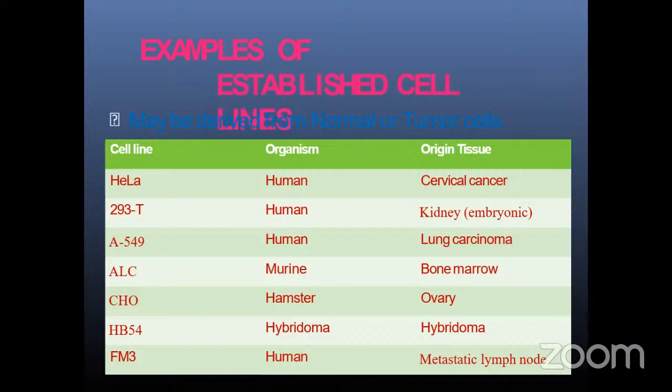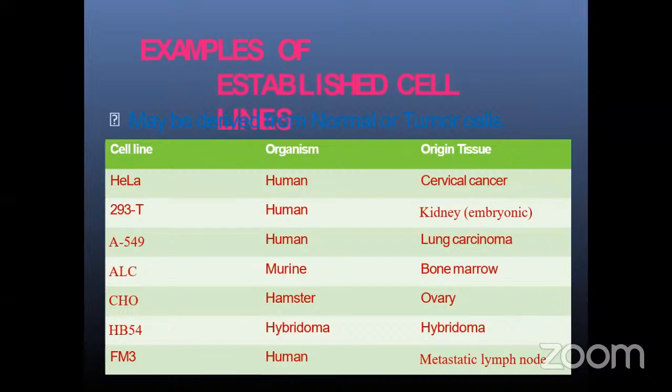So here are the examples. HeLa, I told you, HeLa cells. They are from the human Henrietta Lacks. It is a cervical cancer cell. 293T is from embryonic kidney of human. Then A549, which are lung carcinoma cells. Then ALC from bone marrow of murine. Then CHO, Chinese hamster ovary cells. Then HP54, which are hybridoma cells. FM3, they are metastatic lymph node cells.